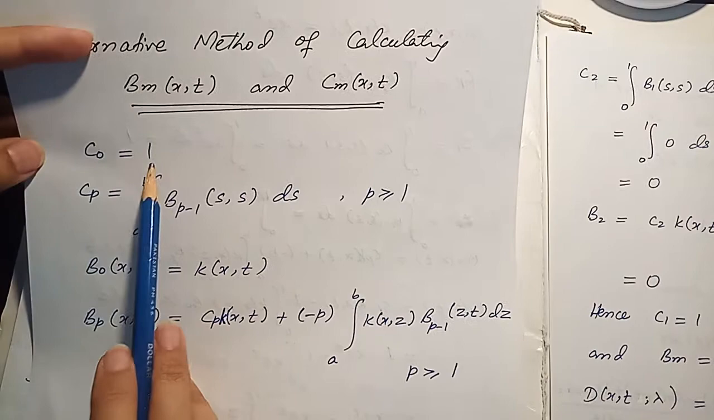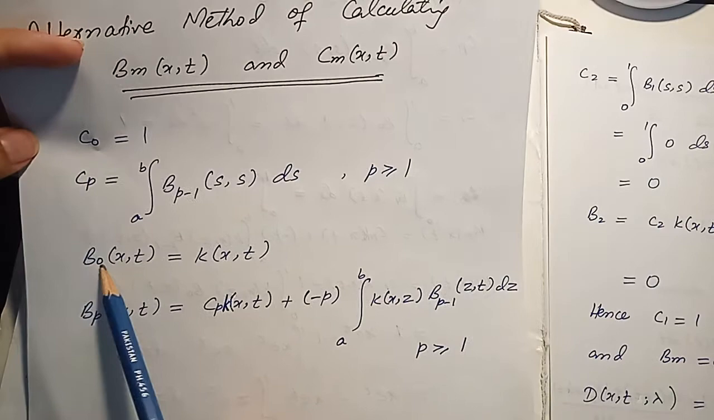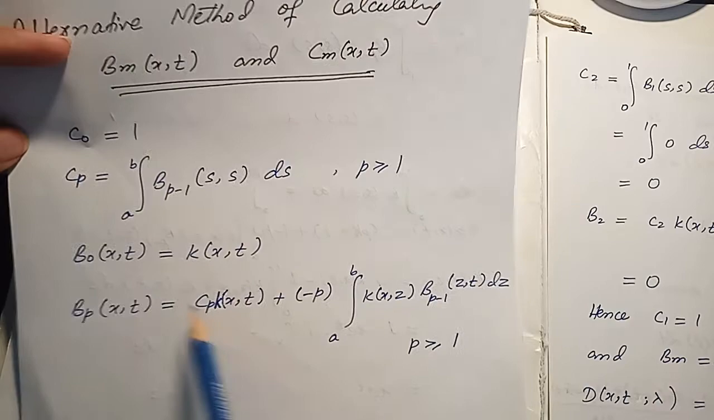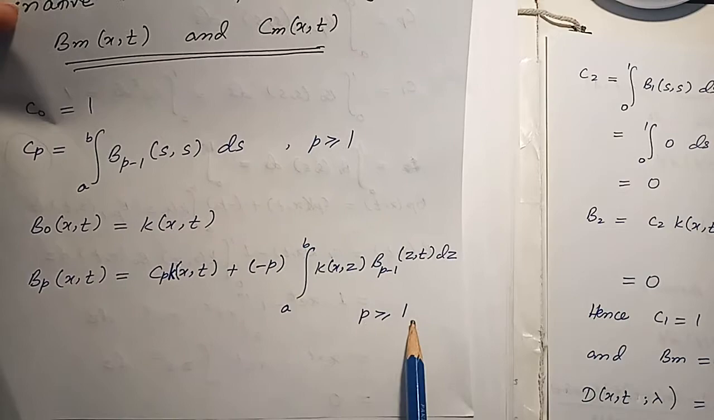Take always C_0 as 1, C_p as this one: integration from a to b of B_{p-1}(s,s) ds, divided by p, for p greater or equals to 1. B_0(x,t) as K(x,t) and B_p(x,t) as C_p K(x,t) minus p times integration from a to b K(x,z) B_{p-1}(z,t) dz for p greater or equals to 1.